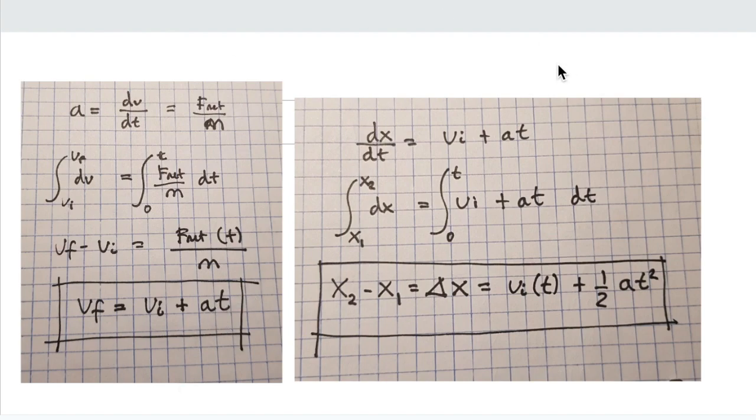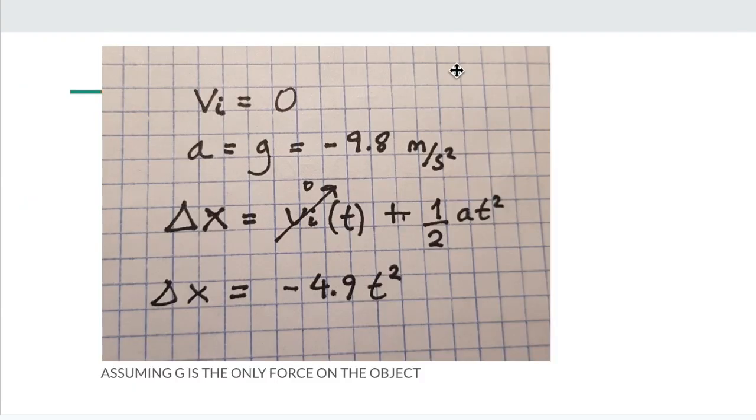The same concept can be applied to calculating the change in position. And here it is written using kinematics. So applying this to our scenario, our initial velocity is going to be 0 and the gravitational acceleration is negative 9.8 meters per second squared.